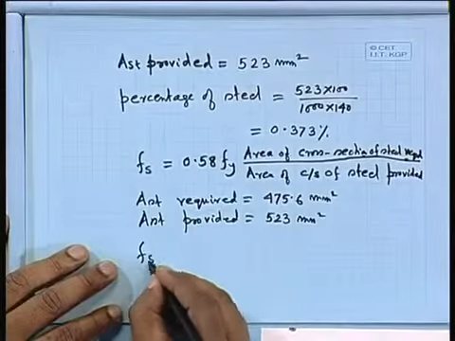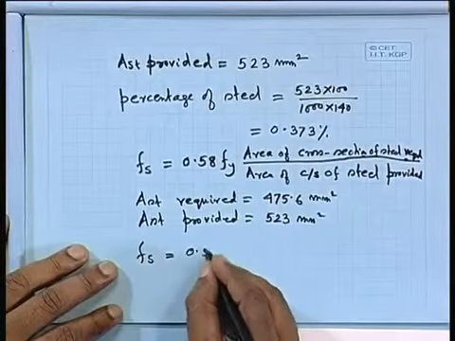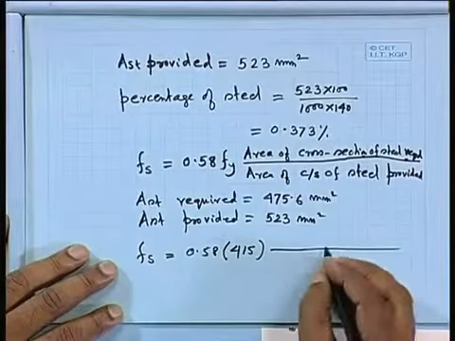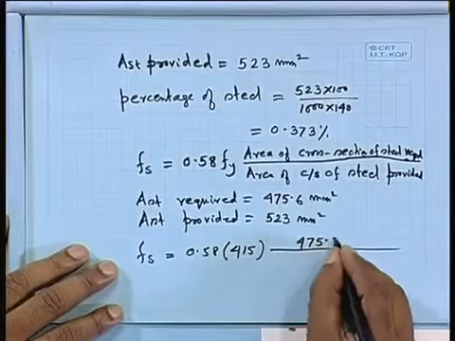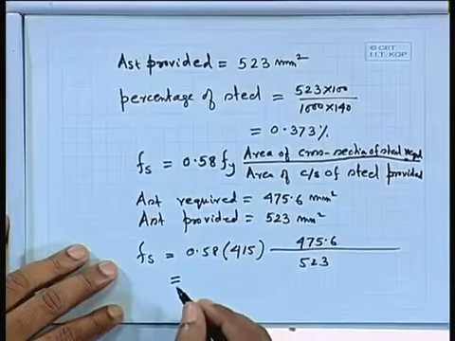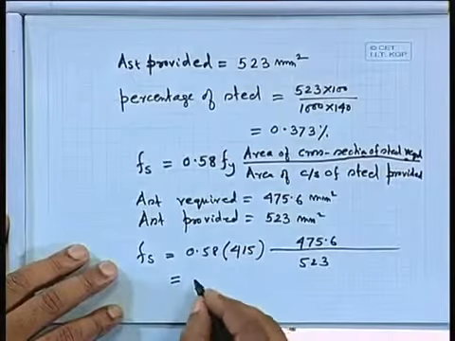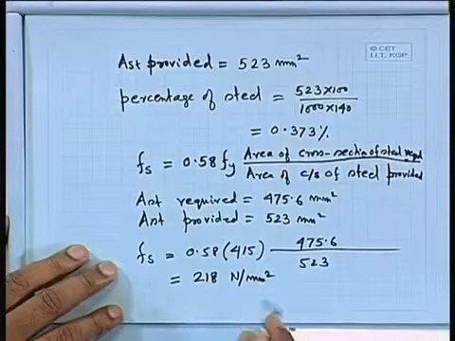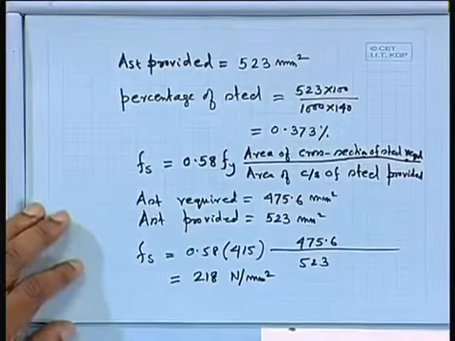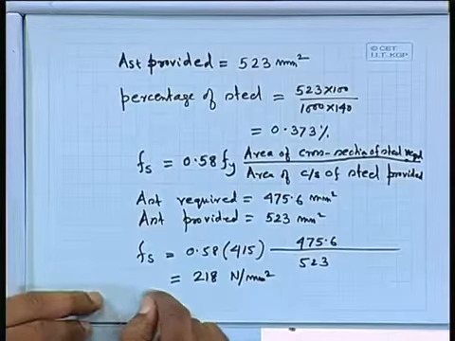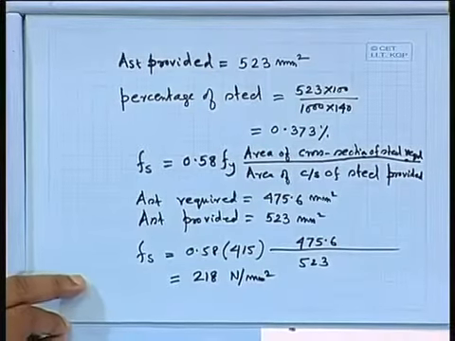So Fs equals 0.58 times Fy 415, times 475.6 divided by 523, which comes as 218 Newton per square millimeter. So we are getting 218 Newton per square millimeter here. This is the value through which we can find out the corresponding modification factor.